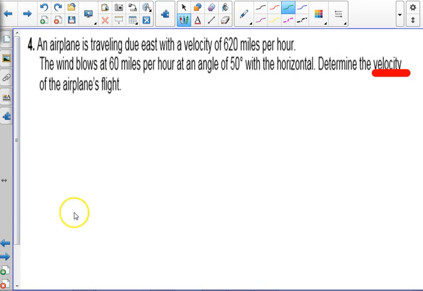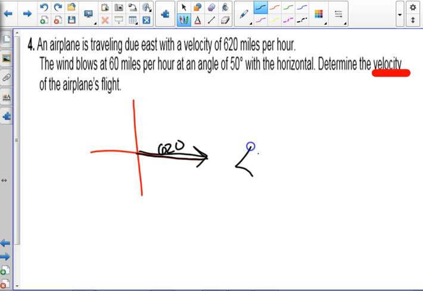Okay. Number 4, airplane. As soon as we see the word airplane, we get a little freaked out. Wind. Okay. The airplane is traveling due east. We got this. So if we wanted, we could just say 620 cosine of 0 degrees. Or we could just do, it's going 620, 0. But if you wanted to do cosine of 0 degrees, sine of 0 degrees, that's what due east would be. It's pointing at 0.